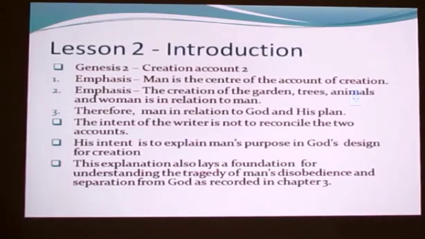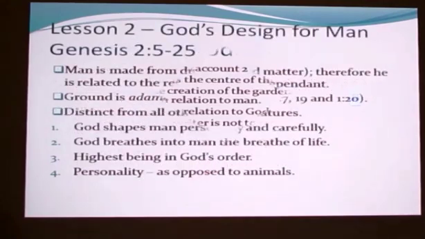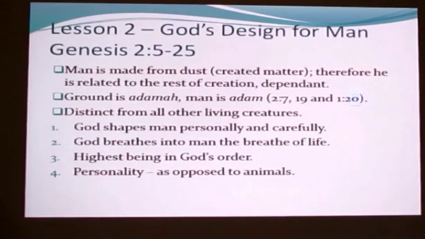This explanation also lays a foundation then for understanding the tragedy of man's disobedience and separation from God as recorded in chapter 3. We said man is made from dust, which is created matter. God created matter. It's not coexistent with God. It's separate from God. God stands over and above all of his creation. Therefore, man is related to the rest of creation. He is dependent, like every part of creation, sun, moon, stars, animals, he is dependent.